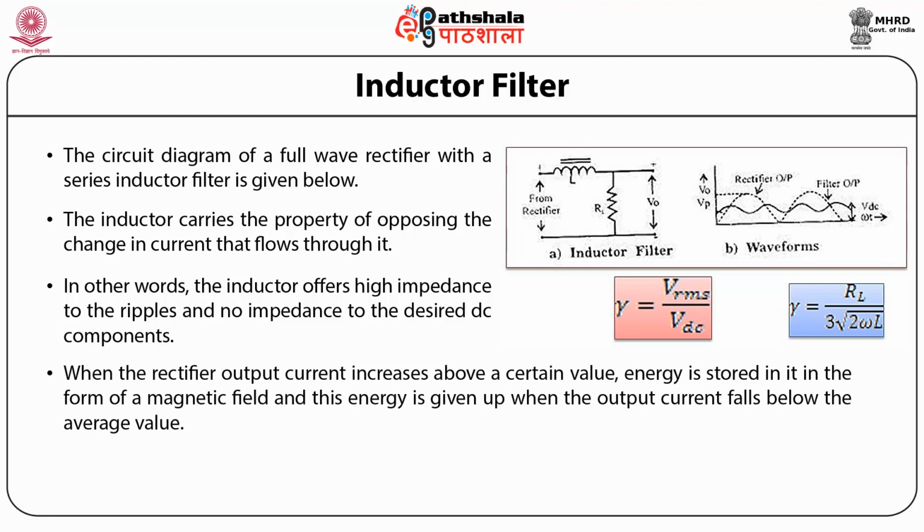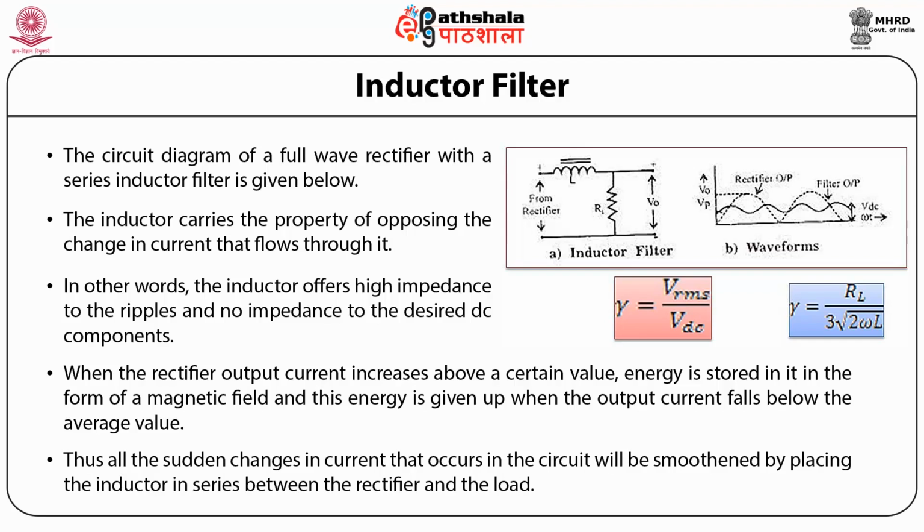Now, when the rectifier output current increases above a certain value, energy is stored in the inductor in the form of a magnetic field, and this energy is given up when the output current falls below the average value. Thus, all the sudden changes in the current that occur in the circuit will be smoothened by placing the inductor in series between the rectifier and the load.